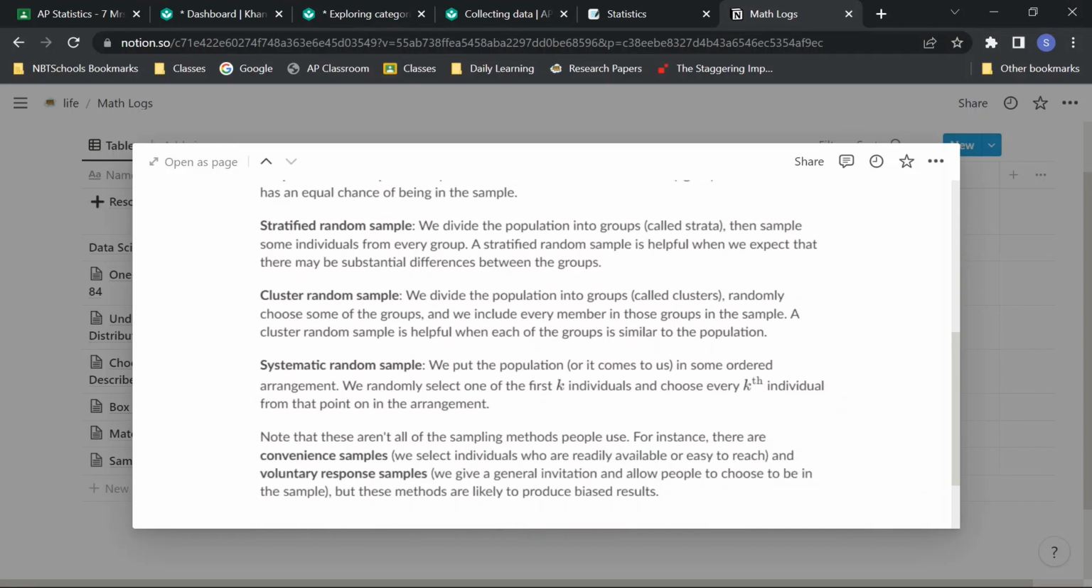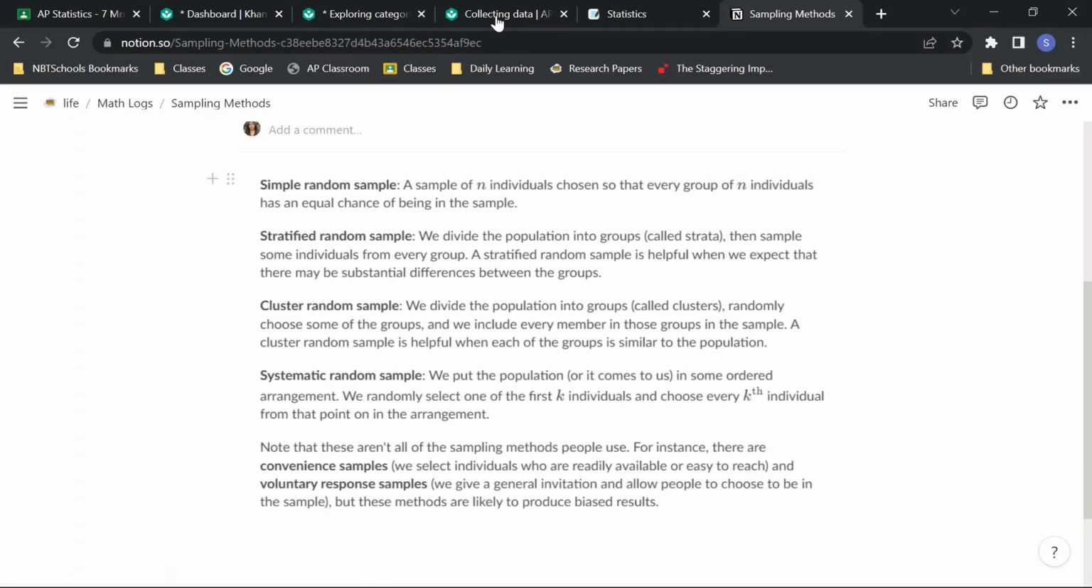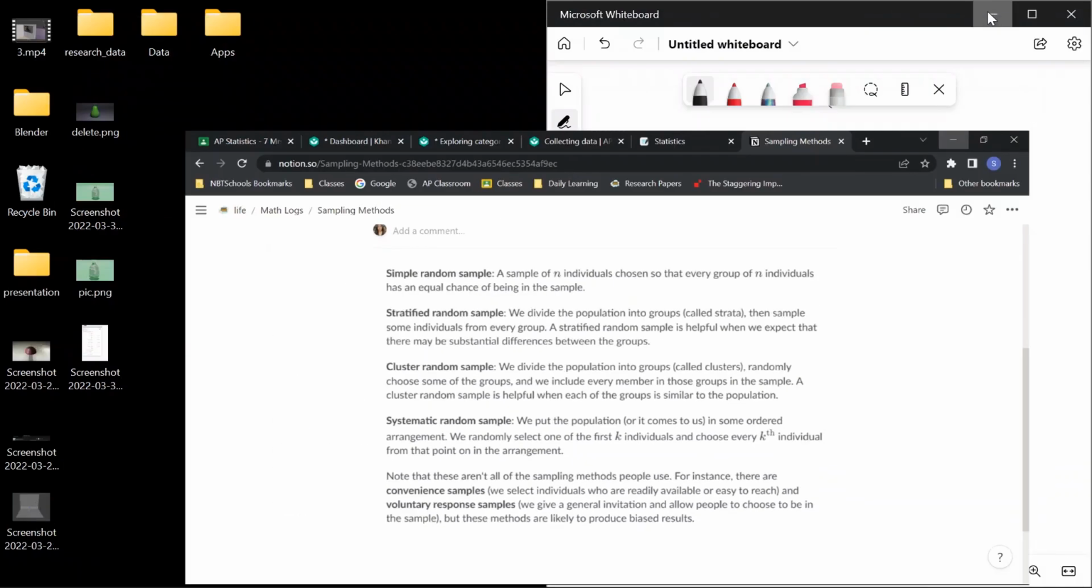Okay, so let's look through this. A cluster random sample: we divide the population into groups called clusters, and then we randomly choose some of the groups and we include every member in those groups. What? When each of the groups is similar to the population. What? See, it's giving simple random sample.